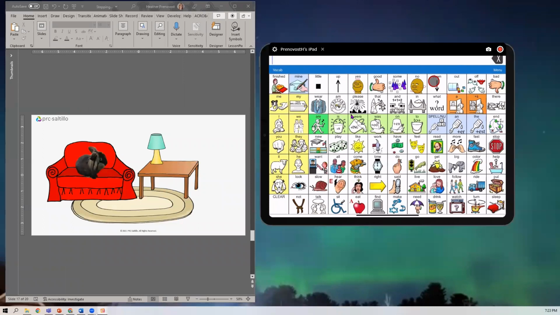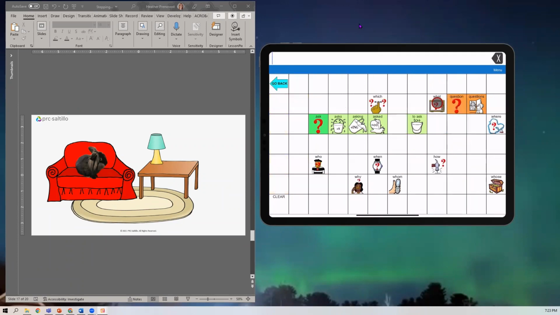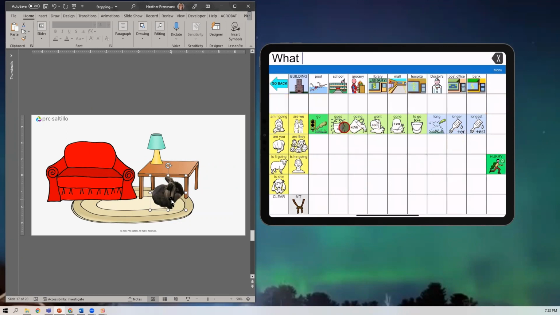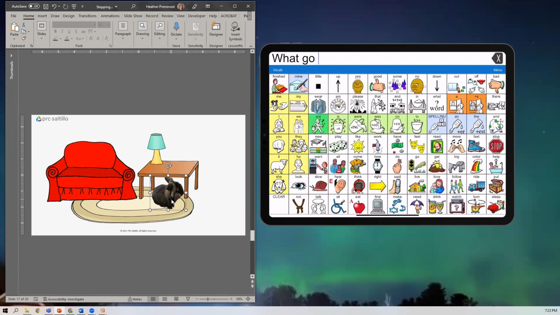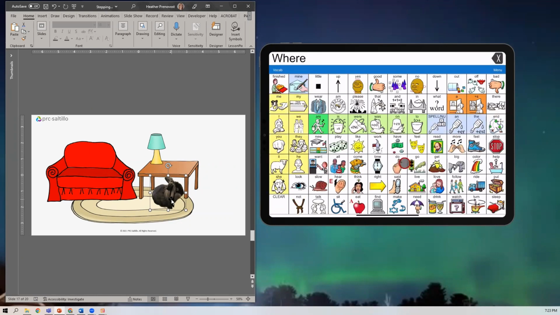So if I'm going to model on, say, my Lamp Words for Life app, and I want to model what should Attila do? Should we make him go on the floor? Maybe I model go. What go? Or we were modeling, my mouse is a little slow tonight. Sorry, everybody. There we go. Where go?